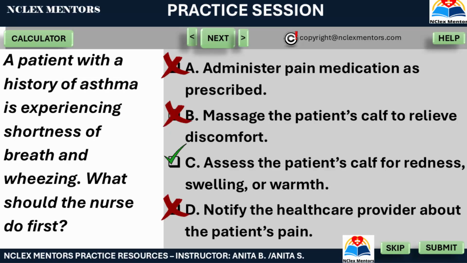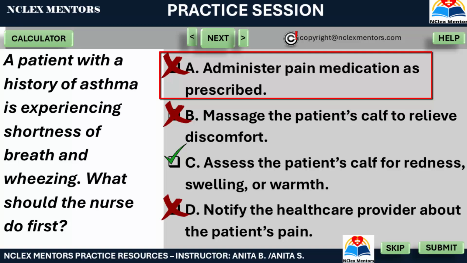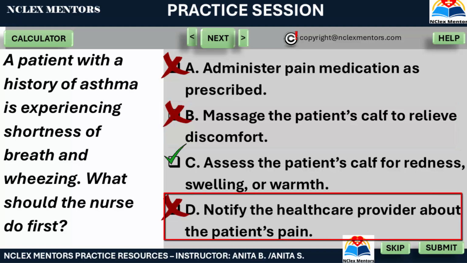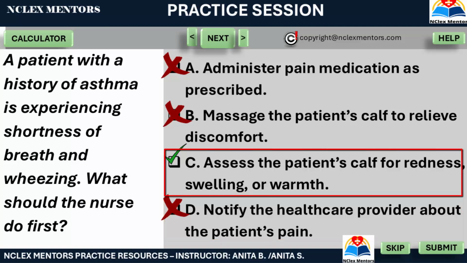The correct answer to this question is option C. Assess the patient's calf for redness, swelling, or warmth. For option A, pain medication doesn't address the root cause. For option B, massaging the calf could dislodge a blood clot. For option D, notify the provider only after gathering necessary assessment data. For option C, this option aligns with the nursing process: assess before acting.